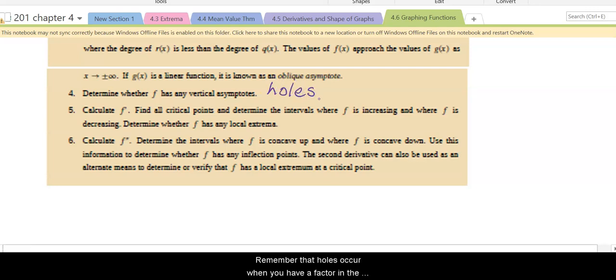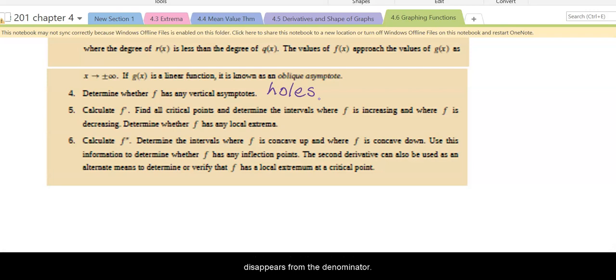Remember that holes occur when you have a factor in the numerator and a factor in the denominator that are exactly the same, but the factor in the denominator cancels and disappears from the denominator. Even if it is still in the numerator, it will be a hole in the graph occurring at that x-coordinate. To find the y value of the hole, plug that x-coordinate into the reduced fraction. That will give you the y value of the hole.